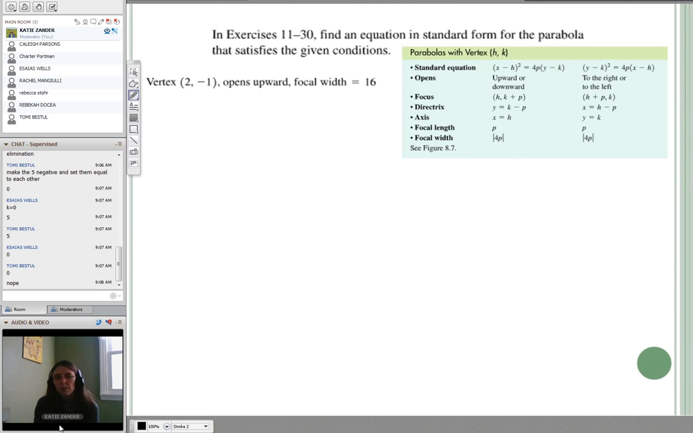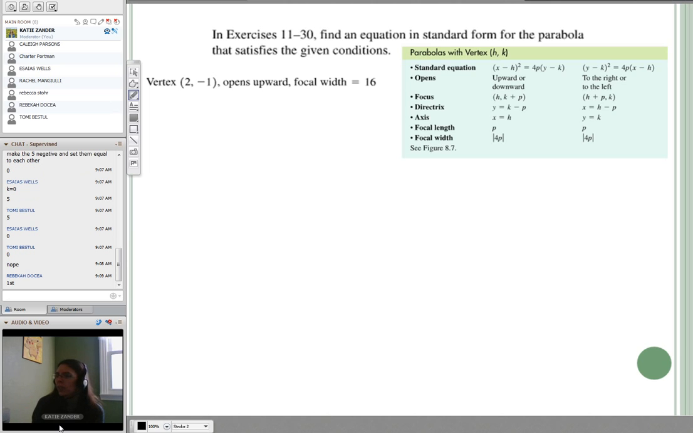All right, just one more left to look at here. It says find the equation in standard form for the parabola that satisfies the given conditions again. This time they're telling us the vertex is at (2, -1). It opens upward and it has a focal width of 16. So which column should we be looking at for writing our equation?